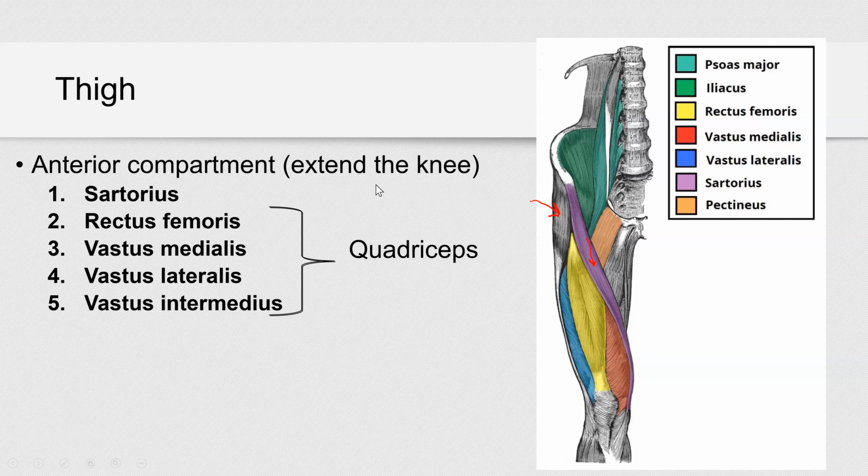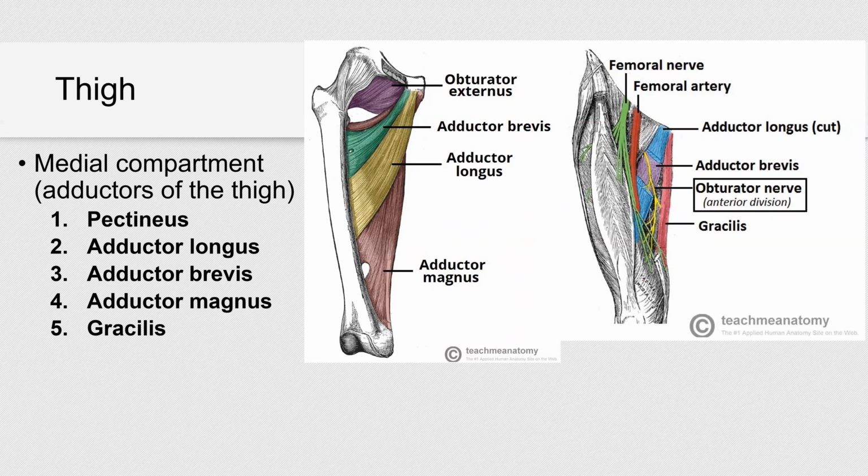Now, if we move to the medial compartment, the major function of those muscles is to adduct the thigh. Adduct, you bring it close to midline. So those are adductors. And we have over here pectineus that is actually on this picture. So here's our pectineus muscle right there. Right. And these muscles are our medial compartment. So we have pectineus and then our adductors.